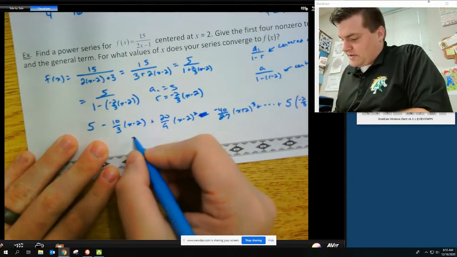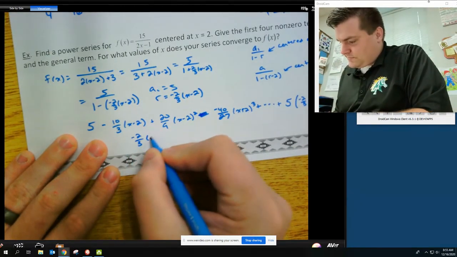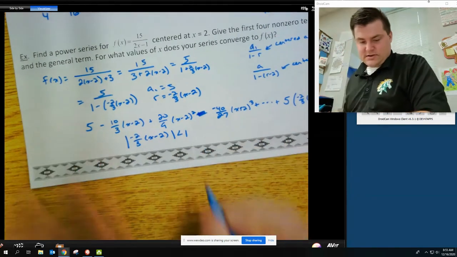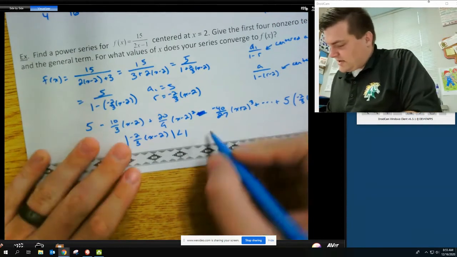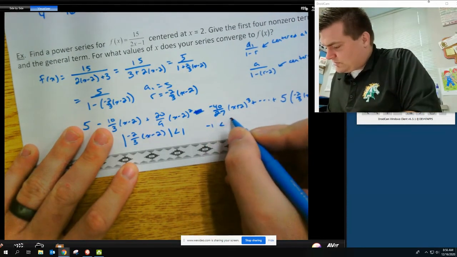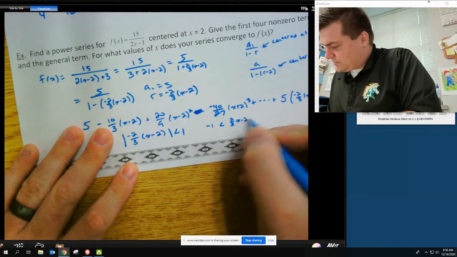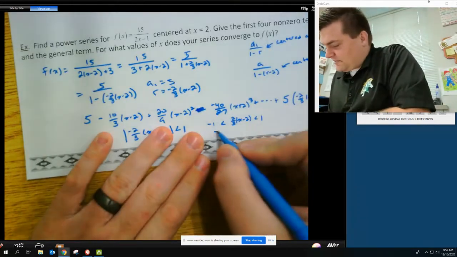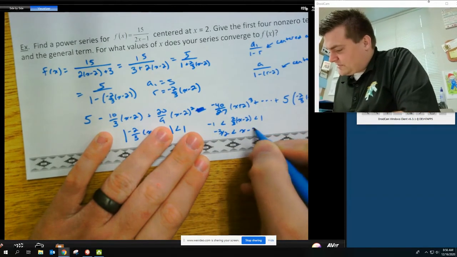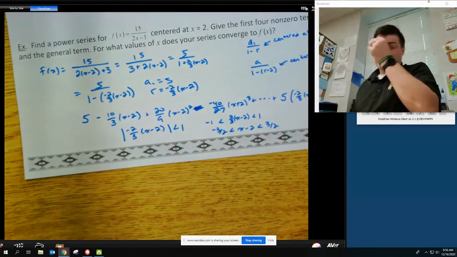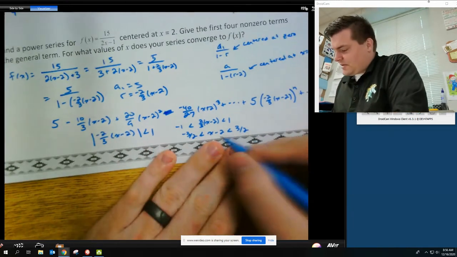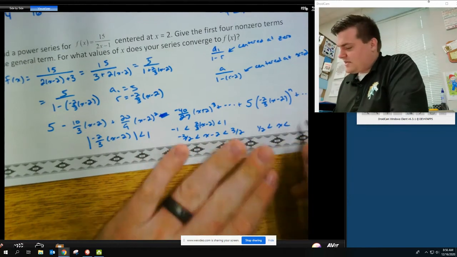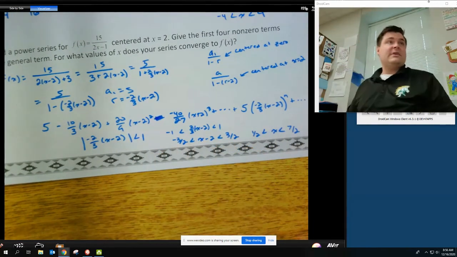So radius of convergence. So the absolute value of this less than 1. So essentially I'm going to get negative 1 less than 2/3 times x minus 2 less than 1. So multiply that, I'm going to get negative 3/2 less than x minus 2 less than 3/2, and then just add 2 on both sides. And I'm left with 1/2 less than x, add 2 to that, and I'll get 7/2.